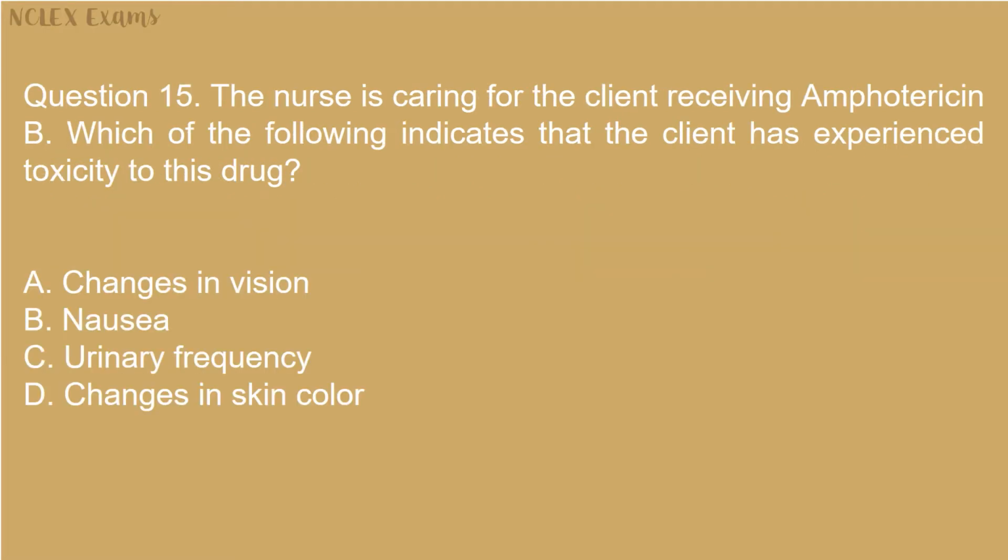Question 15. The nurse is caring for the client receiving amphotericin B. Which of the following indicates that the client has experienced toxicity to this drug? A. Changes in vision. B. Nausea. C. Urinary frequency. D. Changes in skin color.